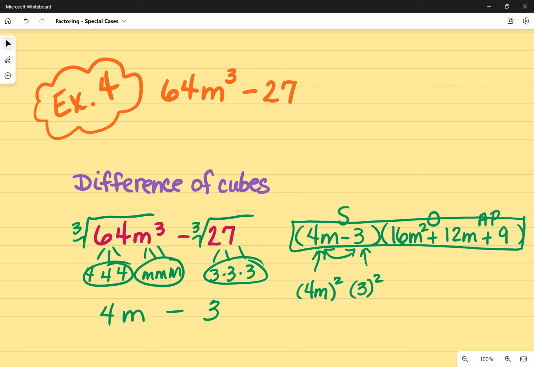And you can always double check it by taking your 4m, multiplying it times the 16m squared, you're going to see that you get back to your 64m cubed. And then you can do the same thing for the last part, -3 times +9, and that's going to get you back to the -27. If you were to multiply all of it out, you're going to see that the middle part disappears because they have opposite signs. That was the purpose of us doing opposite signs.